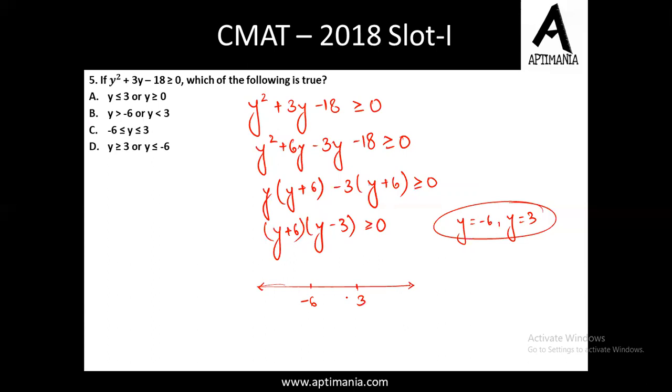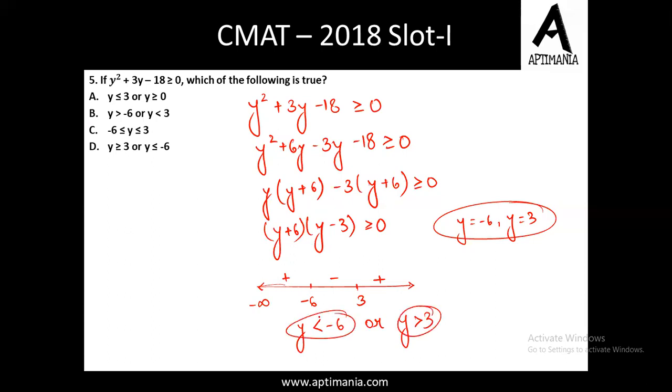Now, since there is a greater than or equal to sign, the rule says that we have to start from the rightmost column and put a positive sign there, and then vary the negative and positive signs alternately. The areas where the positive sign is present will be the solution part. So here y can lie between minus infinity and minus 6, that means y can be less than minus 6, or y can lie between 3 and infinity, that means y can be greater than 3.